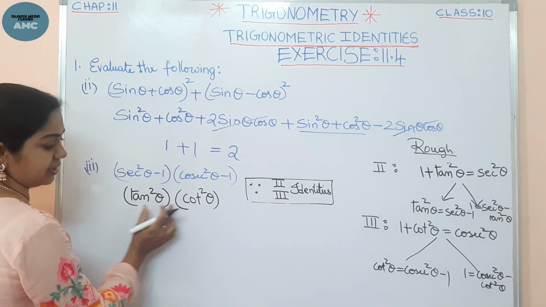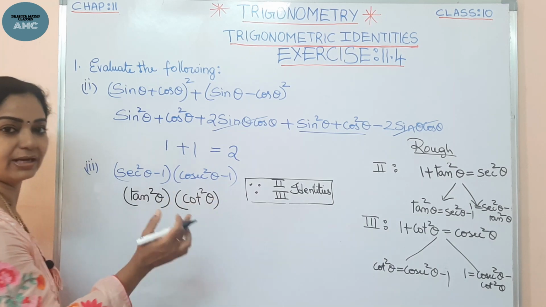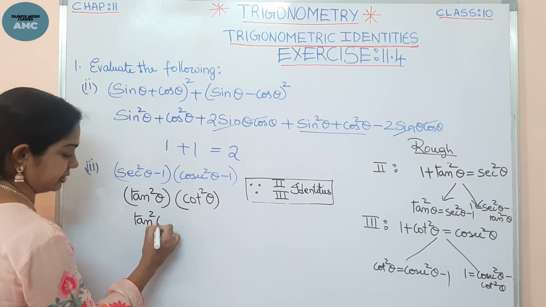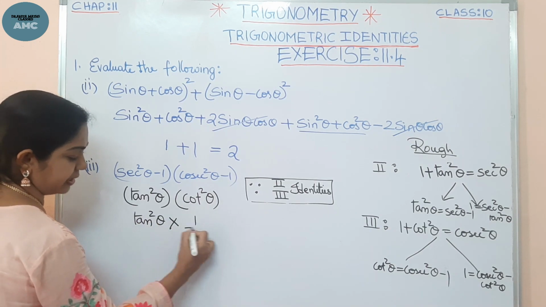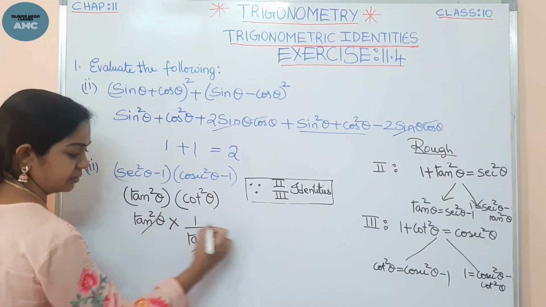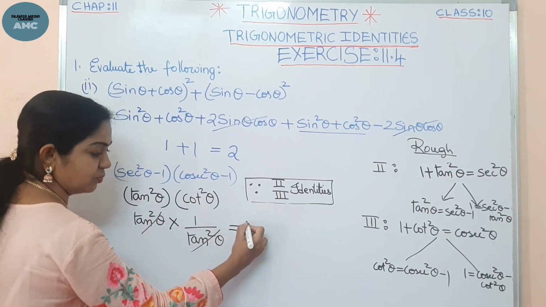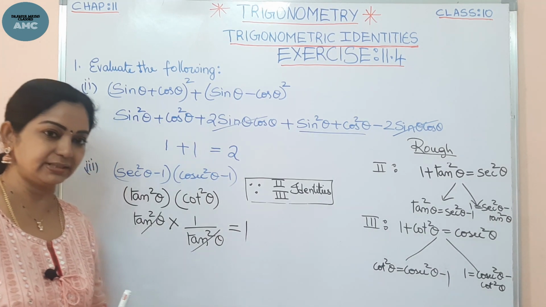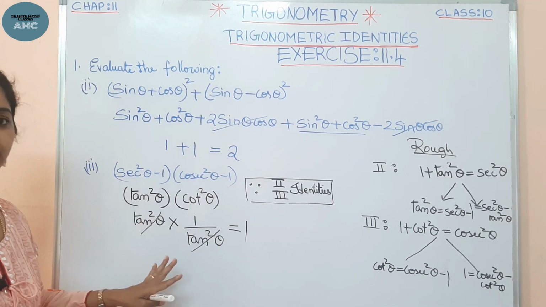Here, now tan square and cot square. These two are multiplicative inverses of each other. So we can write it as tan square theta multiplied by cot square theta, which I can write as 1 by tan square theta. You can cancel these two because they are multiplied, so 1. So the final answer is 1. With this we completed the first bit.